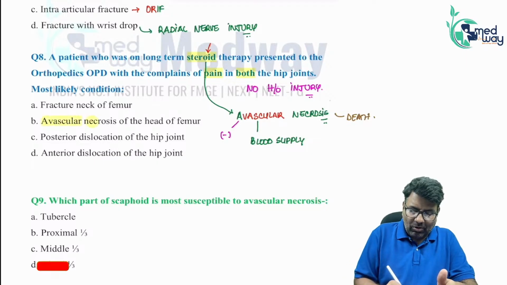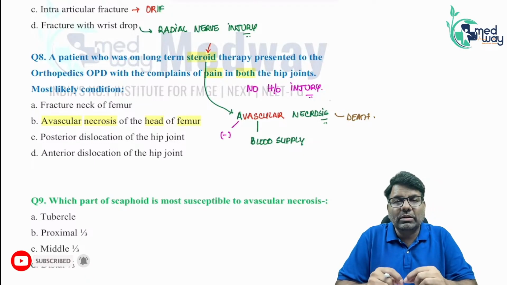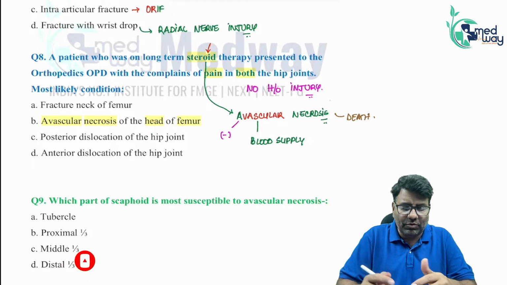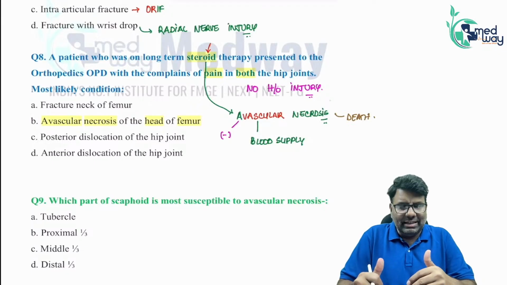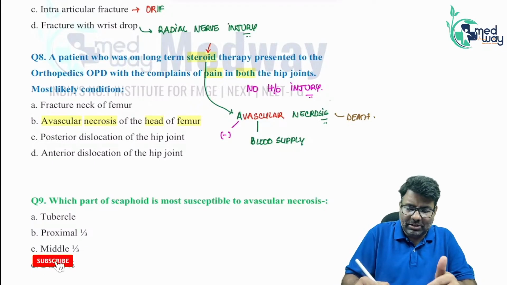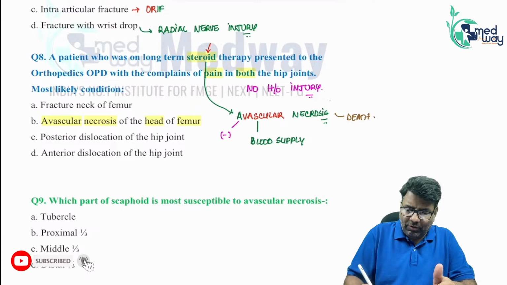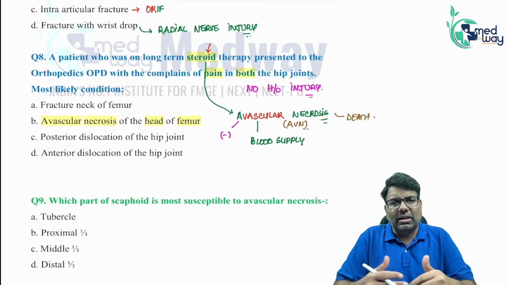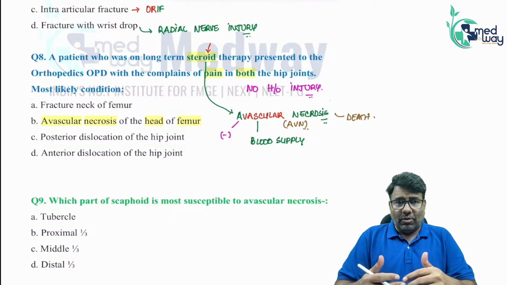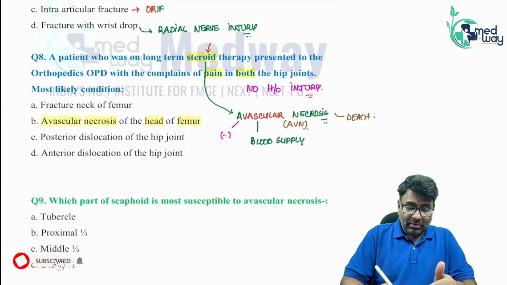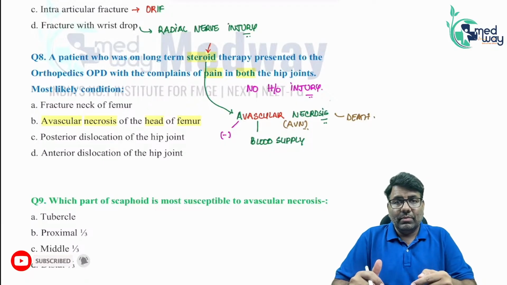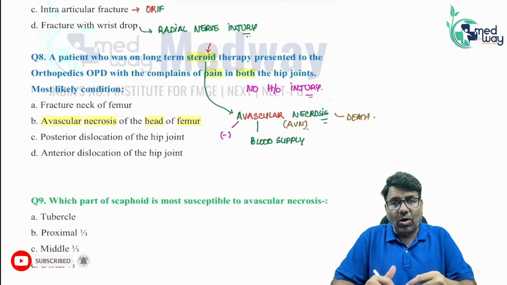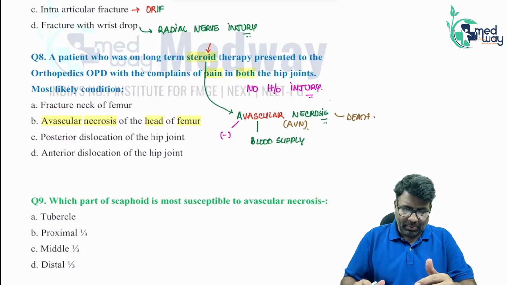So this can also be a complication of prolonged steroid therapy, because usually whenever we teach AVN, avascular necrosis, we always talk in terms of fractures like fracture neck of femur or fracture talus. But AVN can also develop as a result of prolonged steroid therapy. Please remember that.